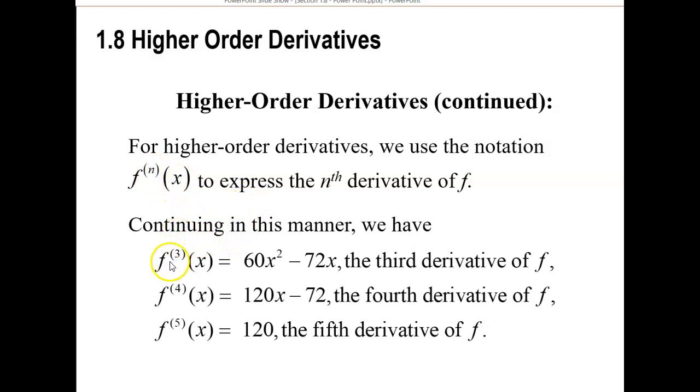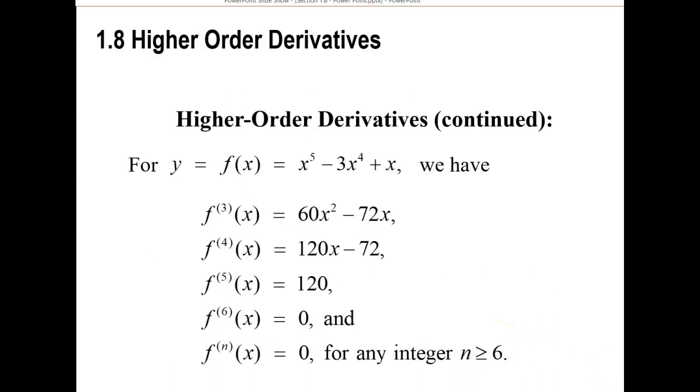Continuing, the third derivative of f would be the derivative of the second derivative, so 60x squared minus 72x. The fourth derivative would be the derivative of the third derivative, so 2 times 60, 120, x to the first minus 72. The fifth derivative is the derivative of the fourth derivative, so the derivative of this function is 120. And then I could keep going. For the sixth derivative, the derivative of this would be 0.